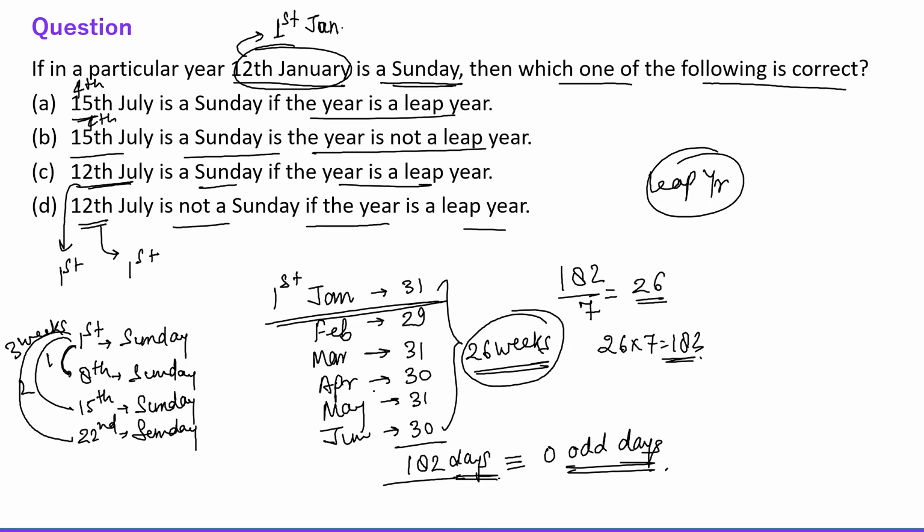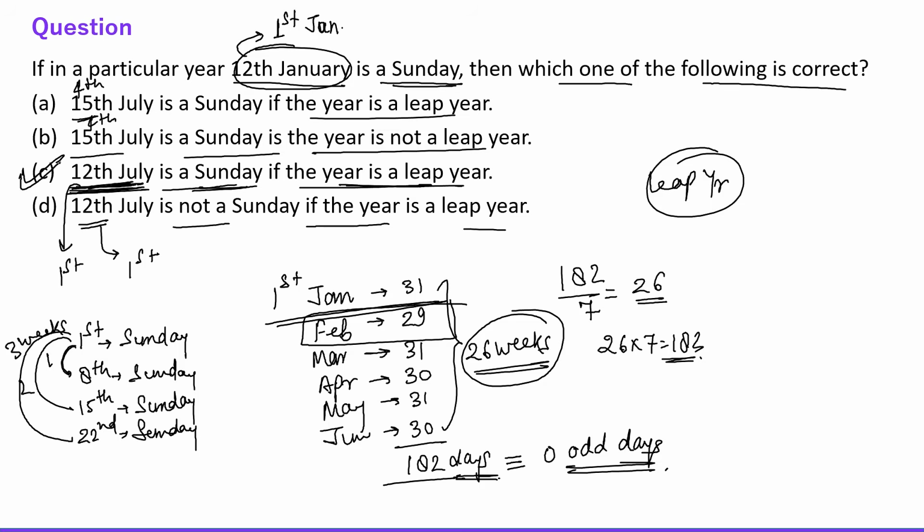So here, 12th July will be Sunday if the year is a leap year. I repeat, 12th July will be Sunday if the year is a leap year, because we have considered February to be of 29 days. So which option is the correct choice? 12th July is Sunday if the year is a leap year. C option is the right choice.